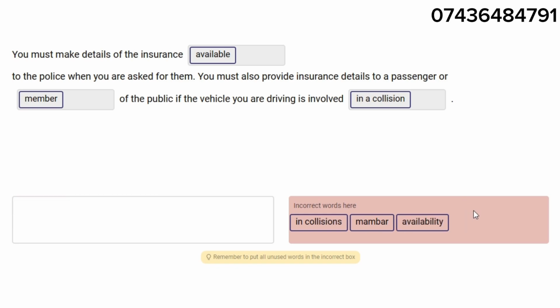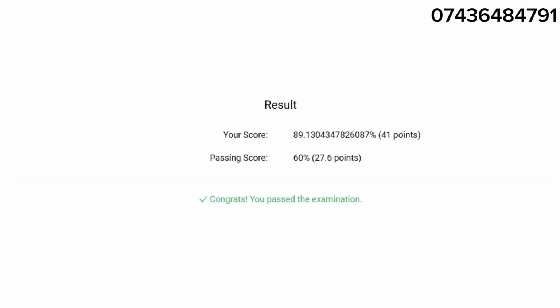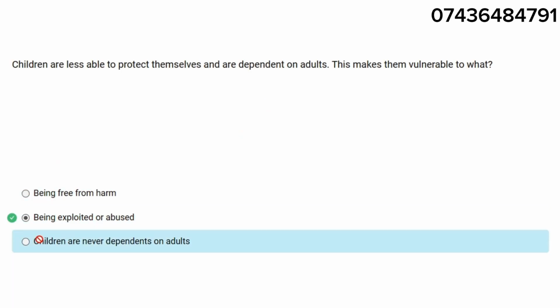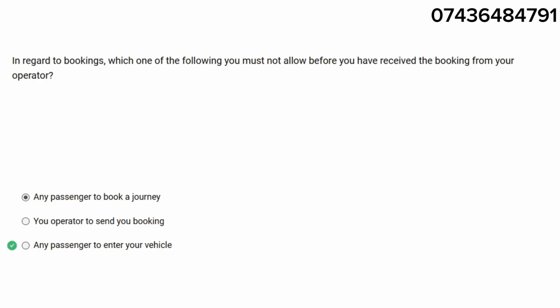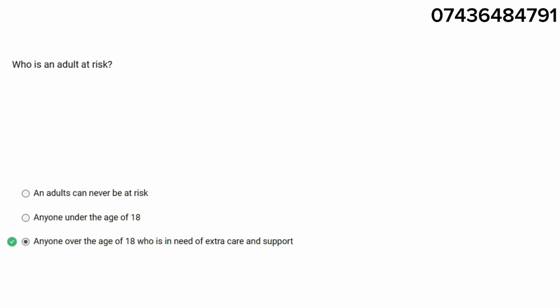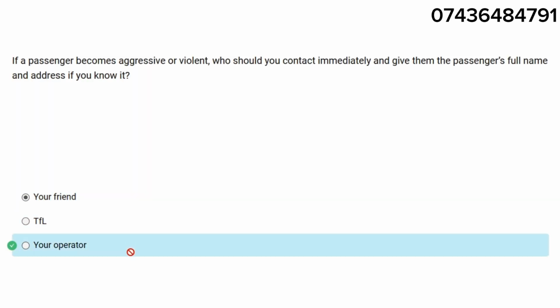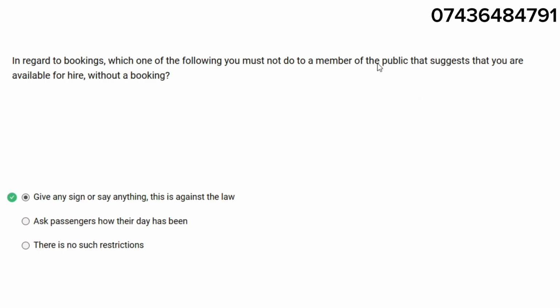Okay, so this is the finish. We got 89 because we did some mistakes. So this is the score, and we have the facility that you can review the questions like that. This is the correct answer, and this is also correct. Those all are correct, and this is the wrong answer because we did it incorrectly. It will be your operator, not your friend. So this is how you can review those.